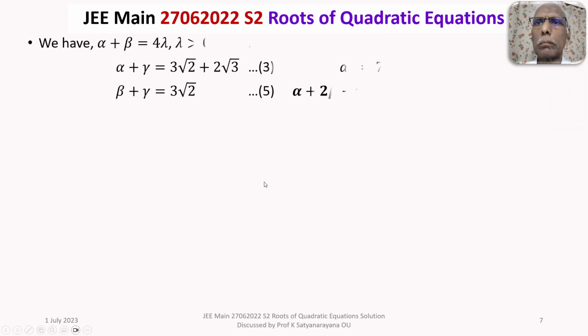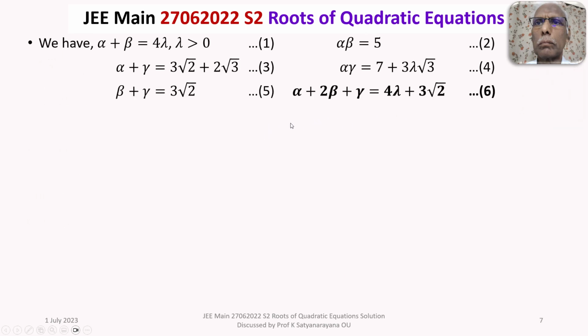Now, those equations 1 to 6, what we have are here. Now we take the equations 1 and 5, subtract 5 from 1, then alpha plus beta minus gamma, beta cancels and you will get alpha minus gamma.